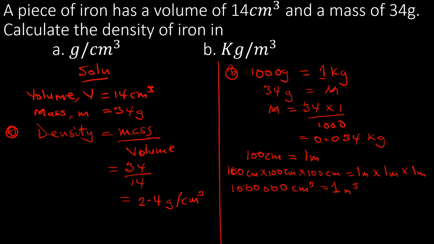So therefore 14 cm³ is what? We don't know, so let's use V. By using cross multiplication, V is equal to 14 times 1 over 1 million, which will give you 14 times 10 exponent minus 6 meters cubed. Okay, let's continue.